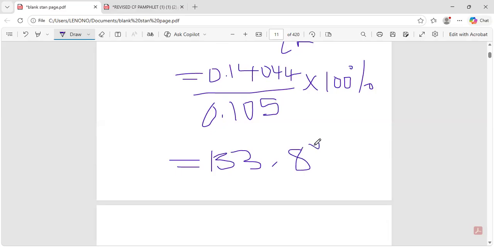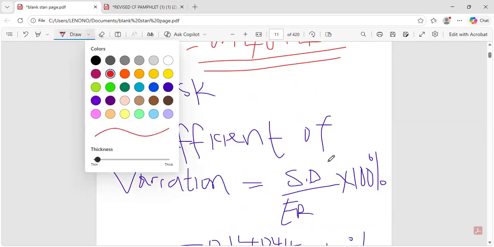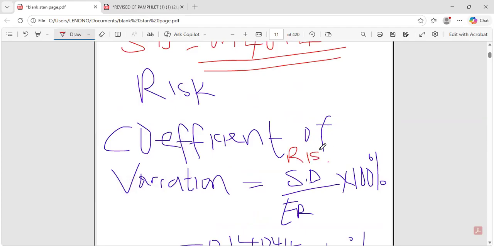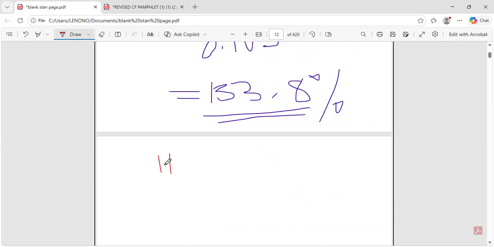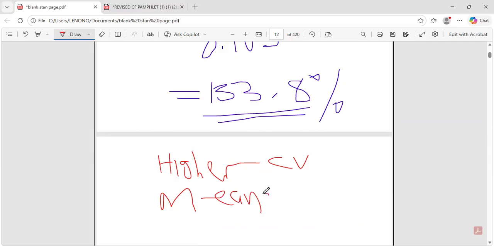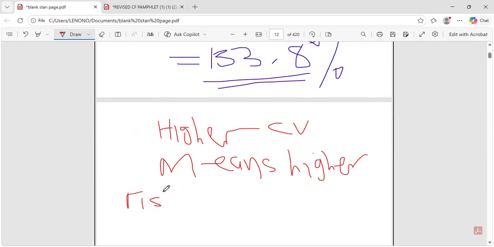So our CV considers risk and return. The standard deviation is the risk, and then the return. So this is our coefficient of variation. The CV is the risk of the stock. Higher CV means higher risk of the stock. Okay, so this is what goes on.